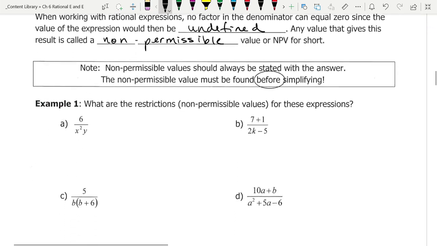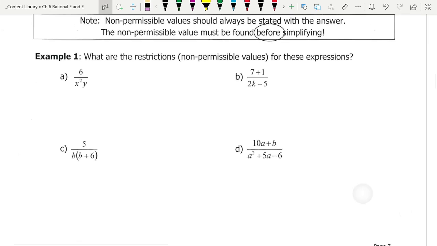All right, so what are the non-permissible values in these expressions? Well, in example 1, x can't be 0 and y can't be 0, because if either of those two numbers is 0, you'd have 6 divided by 0. What about in b? Is 0 okay? Yeah, it is, because if k is 0, I just have negative 5 on the bottom. I can divide any number you want by negative 5.